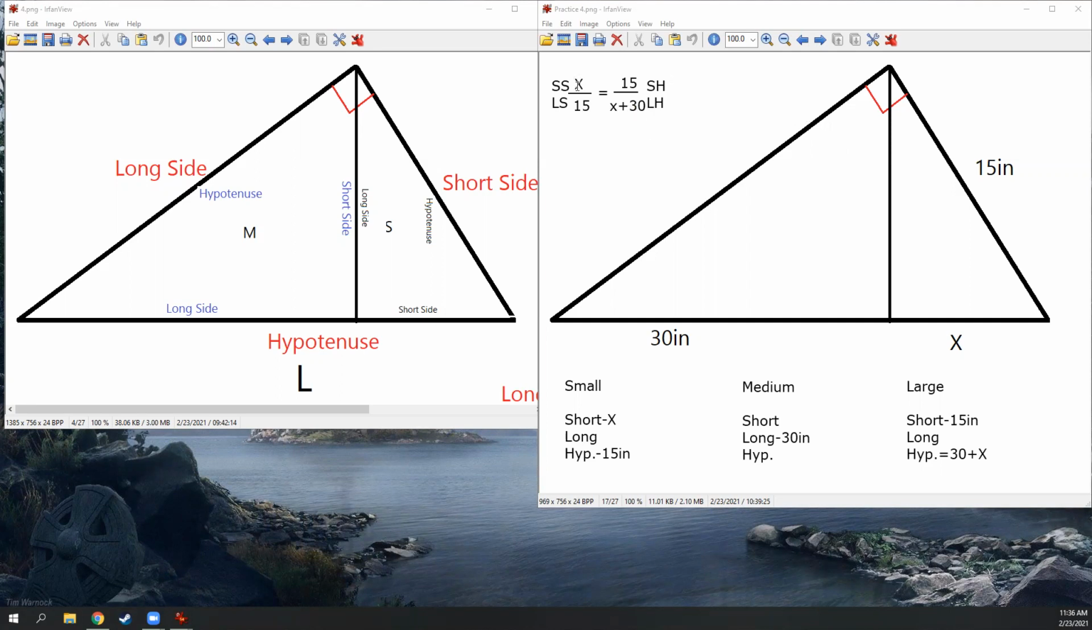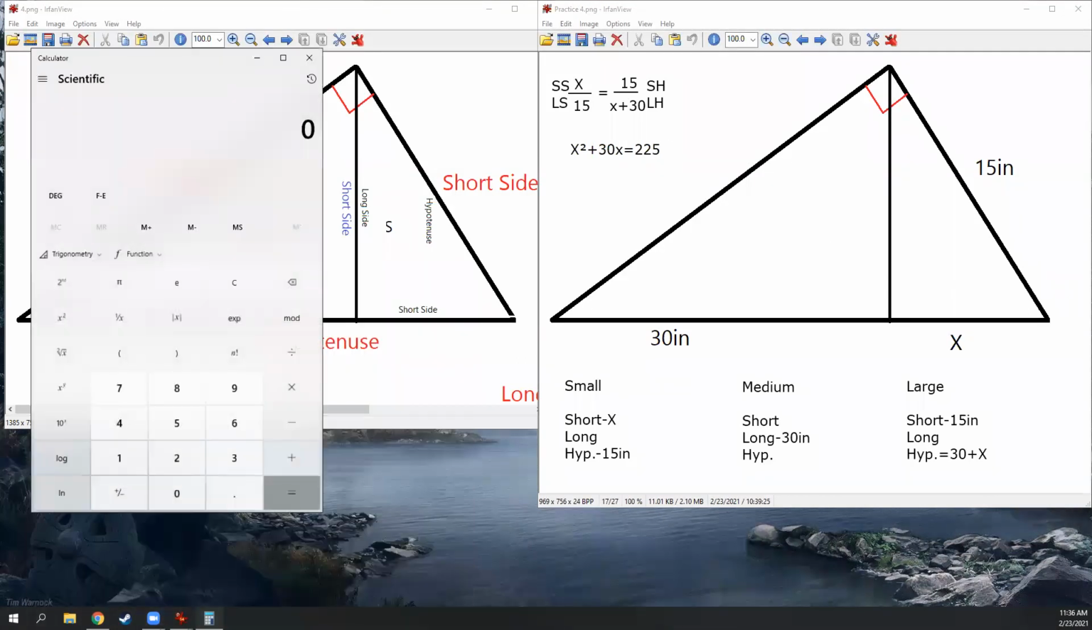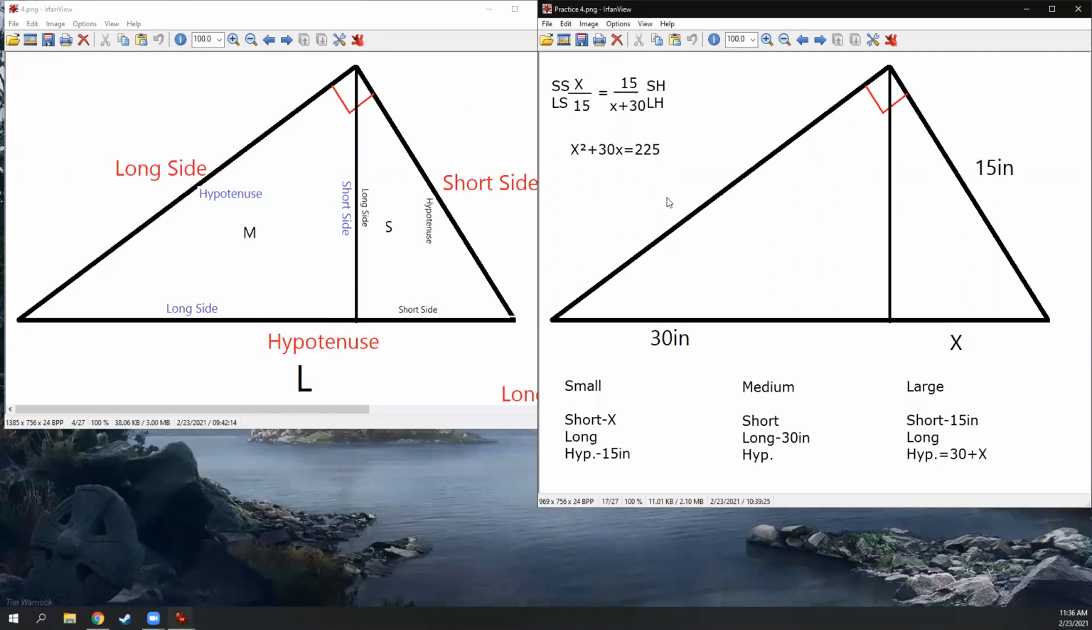You're going to get x times x plus 30. How do we do that? Well, you should remember we're going to distribute. X times x is going to get you x squared plus x times 30 will give you 30x, right? Equals 15 times 15, which is 225, I think. I'm fairly certain. Yeah, 225. Look at that. All right, cool. All right, so we got x squared plus 30x equals 225.